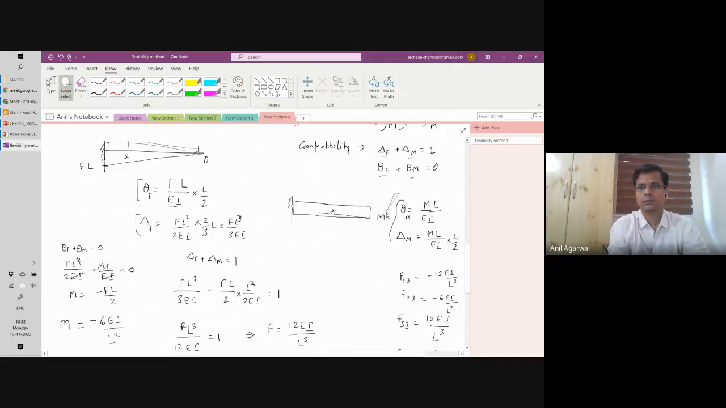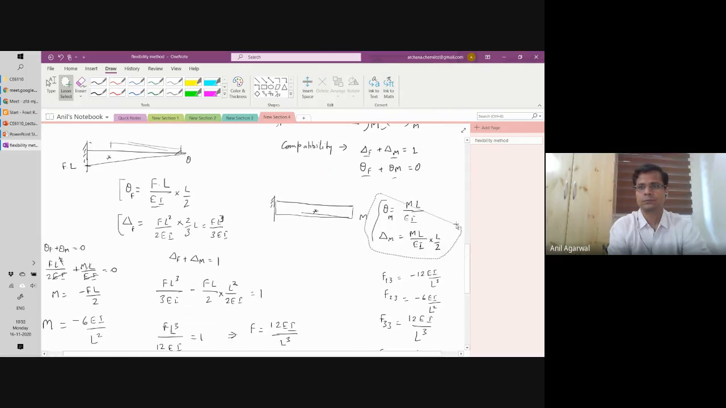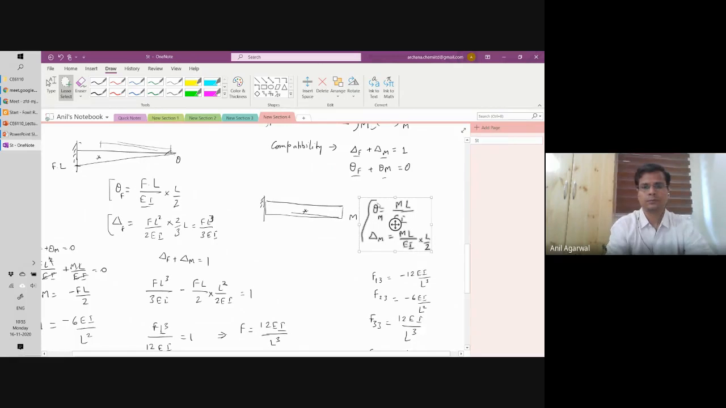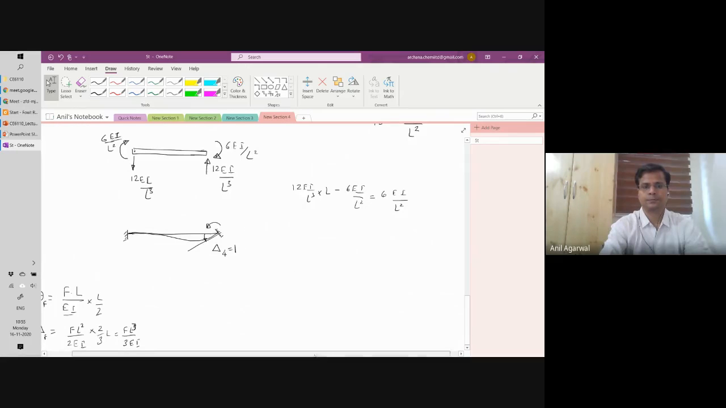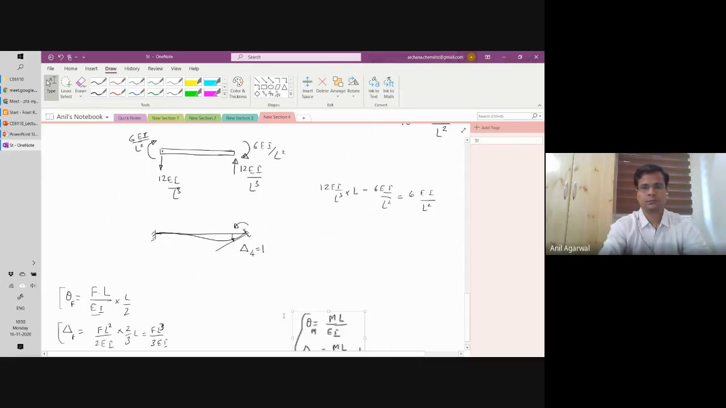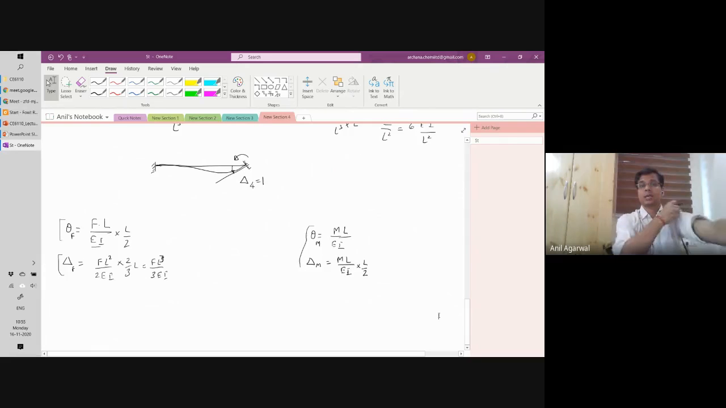Similarly, let me select this also. Okay, this we had derived already. What changes this time is the compatibility equations. The new compatibility equations should be theta due to f plus delta due to f is equal to how much?